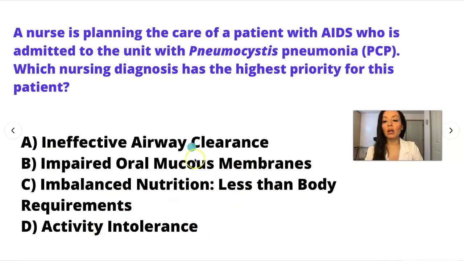You're going to see all of these NANDAs. All of these NANDAs are appropriate for someone with AIDS. They will sometimes have impaired oral mucous membranes, or they will lose a lot of weight and will not be able to eat. But what takes the priority? And once again, it's the ineffective airway clearance.